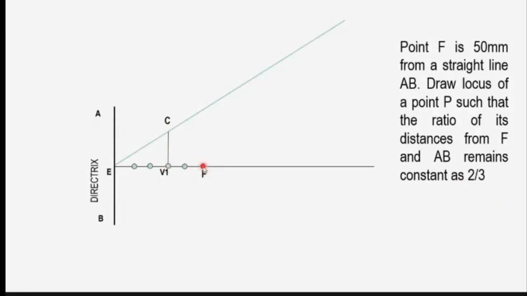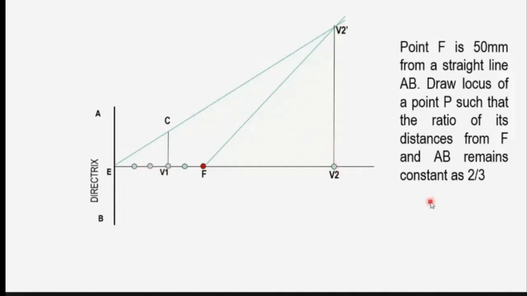At point F, draw a line inclined at 45 degrees. This line will intersect the line EC at a particular point. I am calling it V2 dash. Then from V2 dash, draw a perpendicular on EF extended. This perpendicular from V2 dash will give me the point V2. That is the second vertex of the ellipse. So my ellipse will start from V1, move like this, go up to V2 and then move like this. This will be the general shape of my ellipse.